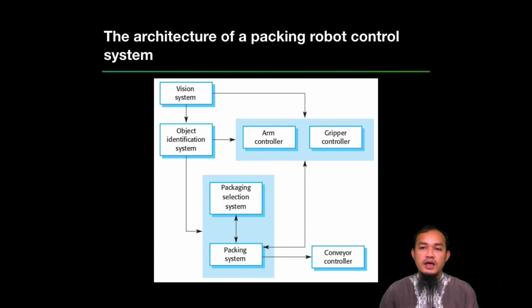Inside this figure, you can see many systems working together: vision system, object identification system, packaging selection system, packing, and so on. There are many systems working together. If you want to explain it like this, we call it the architecture of the system.